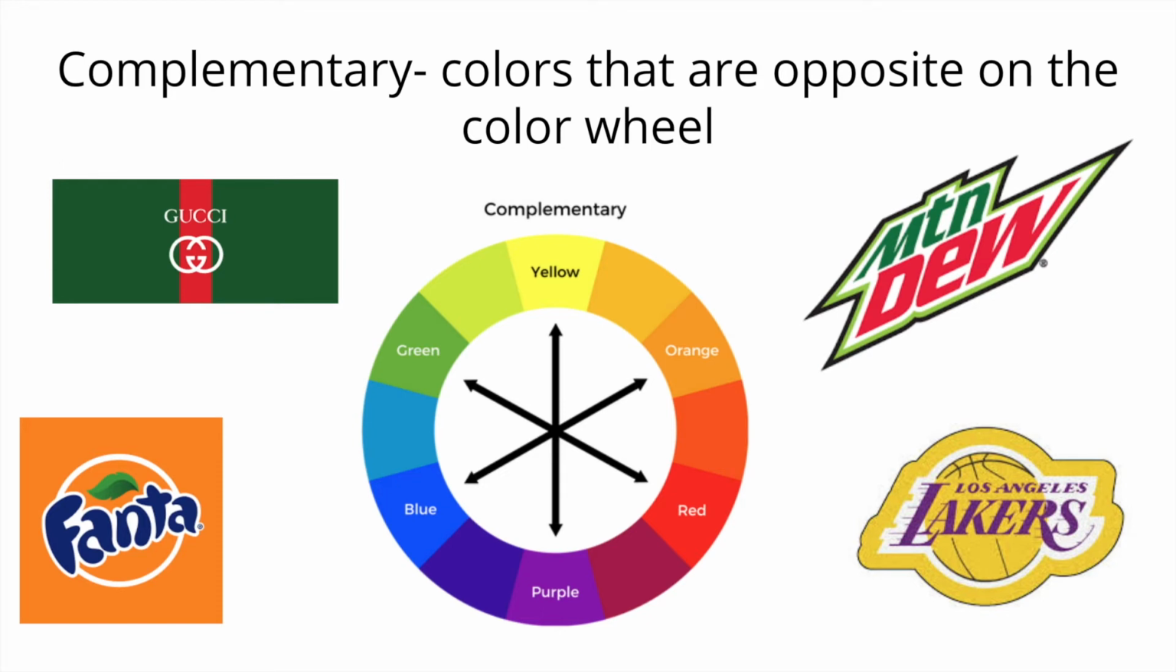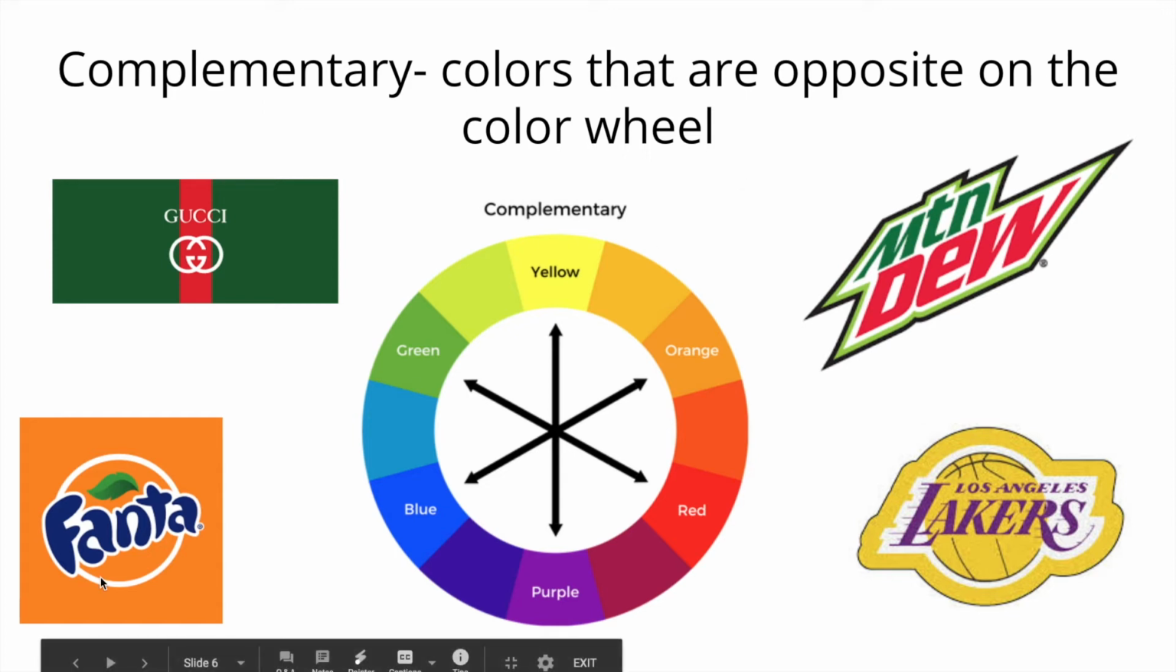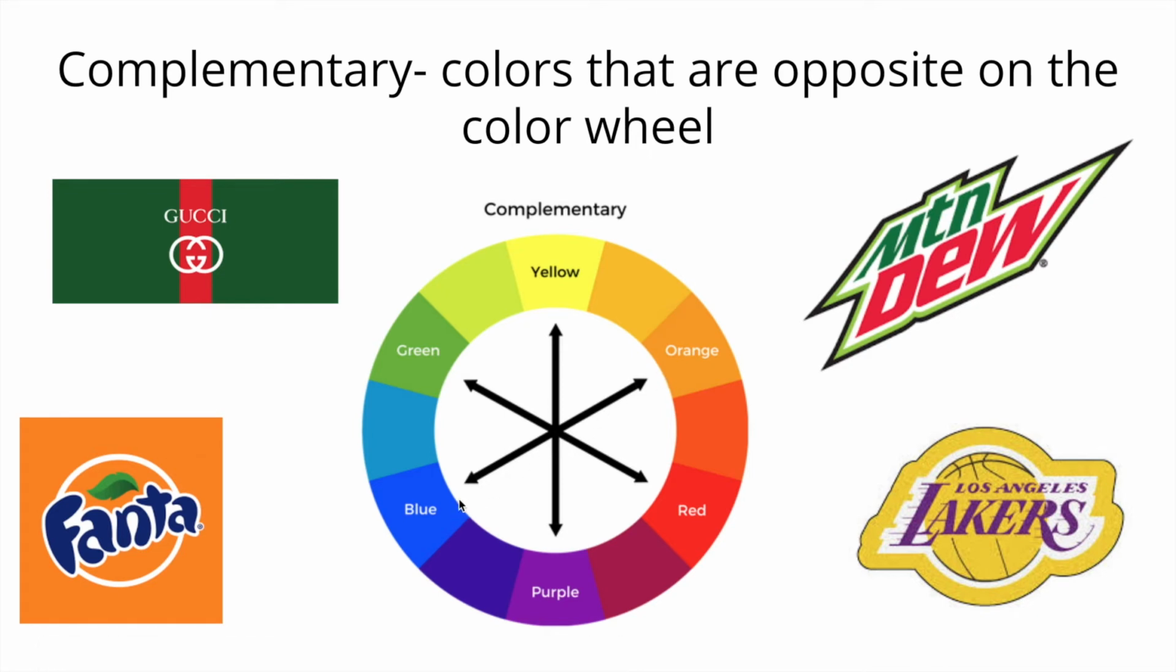Let's start with complementary colors. These are colors that are opposite of each other on the color wheel. This color system is important because when you put complementary colors next to each other, they pop. So if you look at these logos, a lot of graphic designers will use complementary colors in logos to attract your attention. If you look at the Fanta logo, they use orange and blue. These colors are opposite of each other on the color wheel.